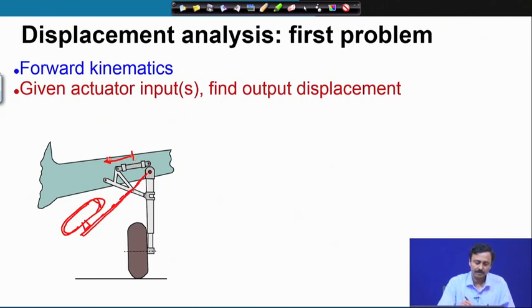If I give a displacement of this much, where is this wheel link? This is a forward kinematics problem.